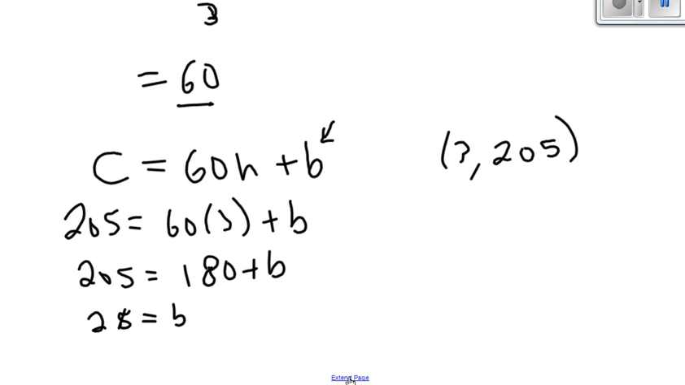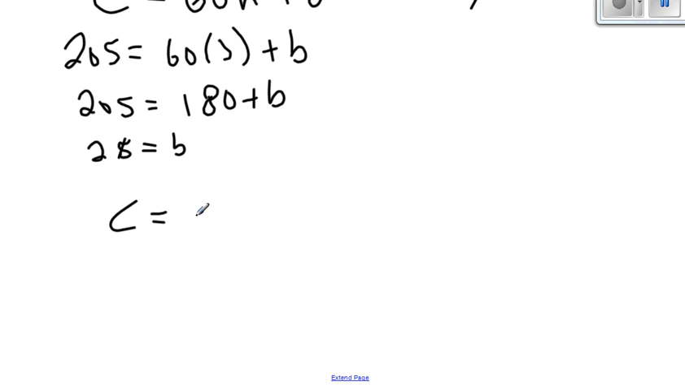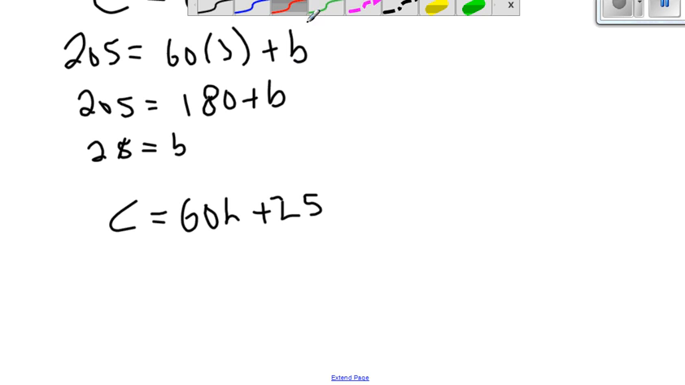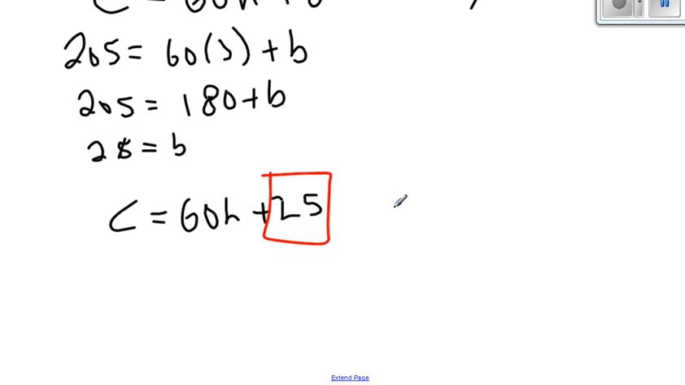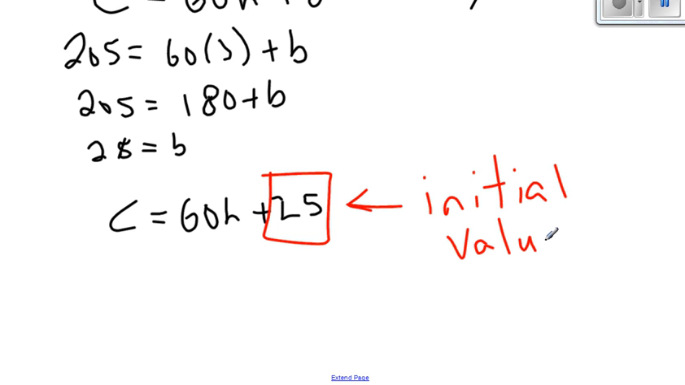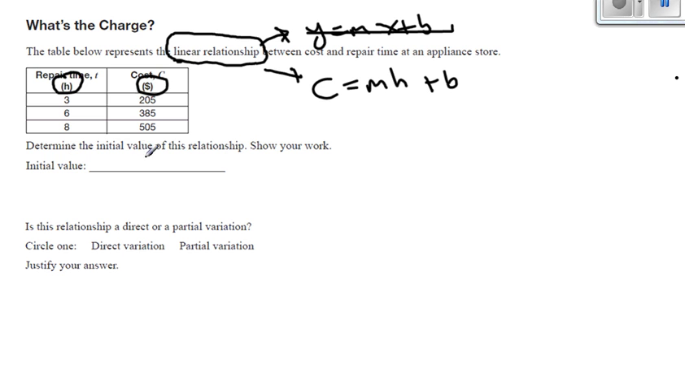And so I'm just going to finish writing the equation of the line. C equals 60, H plus 25. So there's my initial value. And, you know, because it said show your work, make sure that the person knows that I know what I've just done. And again, on the actual question, it does say write your answer here. So there's my answer, 25.